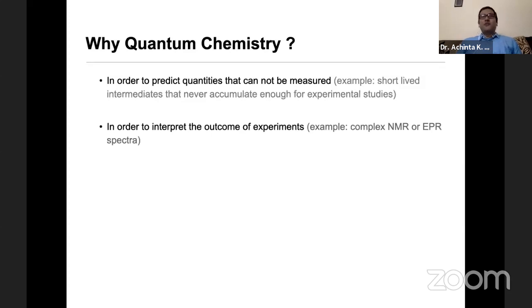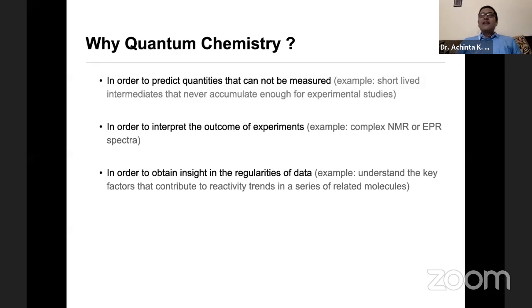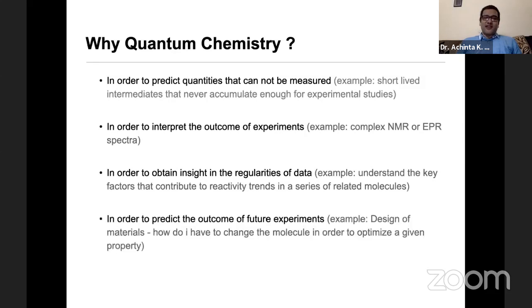Experiment gives you observables. It just tells what happens. It does not tell how it happens. But what quantum chemistry can tell you is why it happens, how it happens, not only what happens. So it can help you with interpretation of the results. It can help you to get trends in the results. Many times we do experiments and get a lot of results and we don't know what the trend is. Theoretical chemistry can help you to understand the trends in the results.